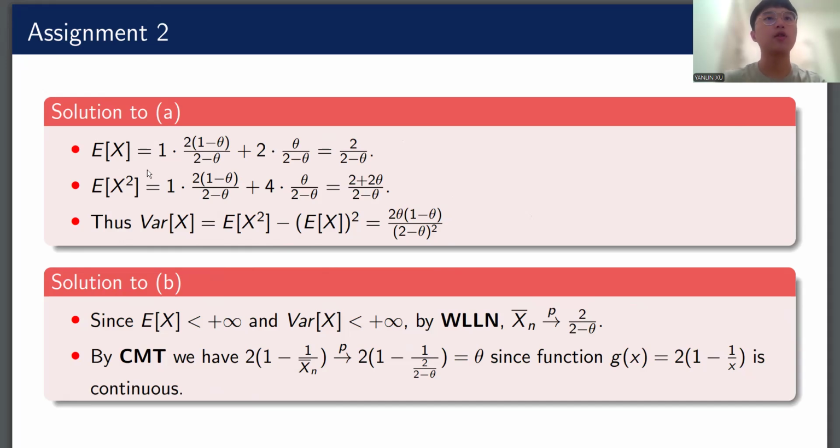Expectation of x is equal to this one, and we simplify it. The expectation of x to the power 2 is equal to this one, and we also simplify it. Then by the formula, the variance of x is equal to the expectation of x to the power 2 minus the square of the expectation of x. And we substitute the result we just solved into these two, and we get the final result of the variance.